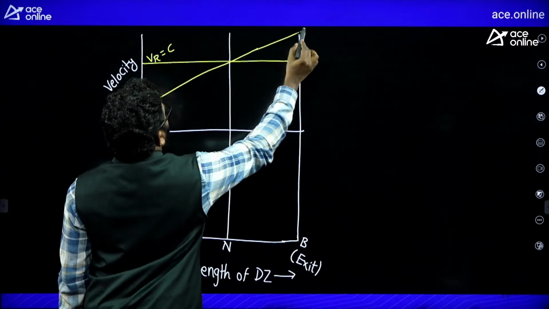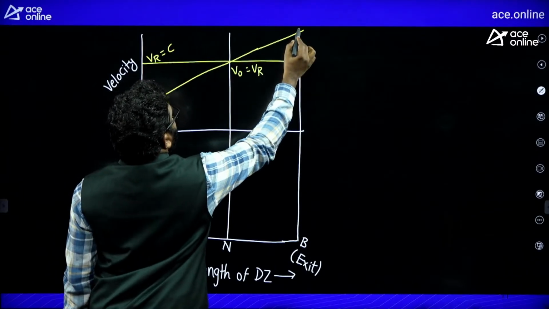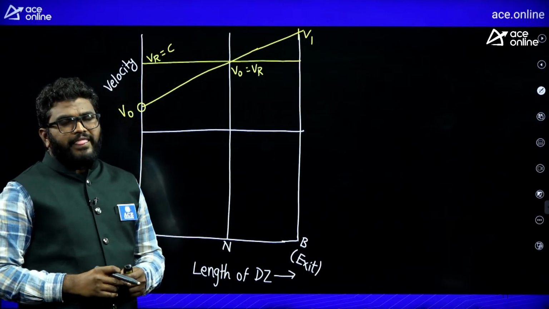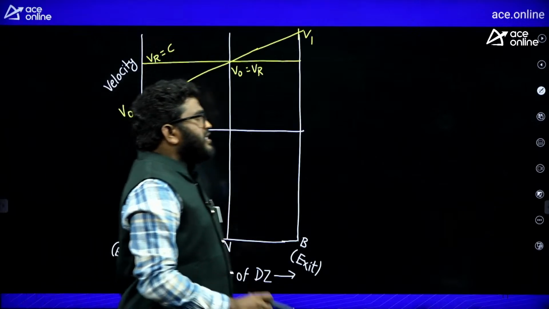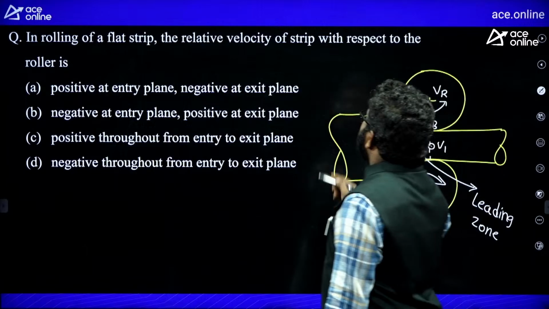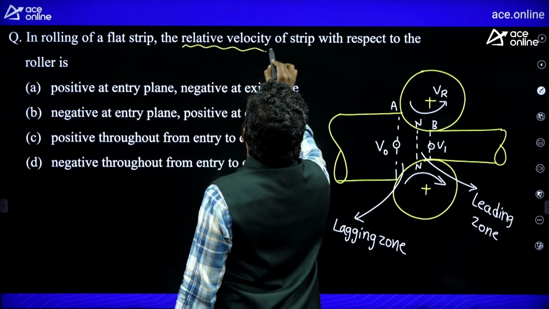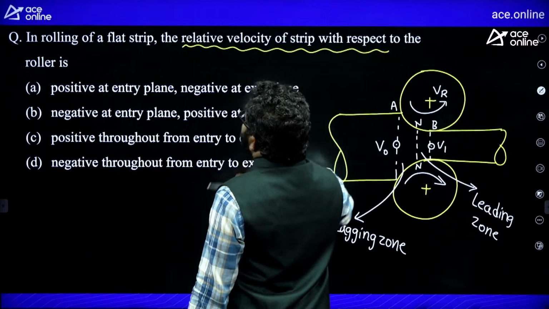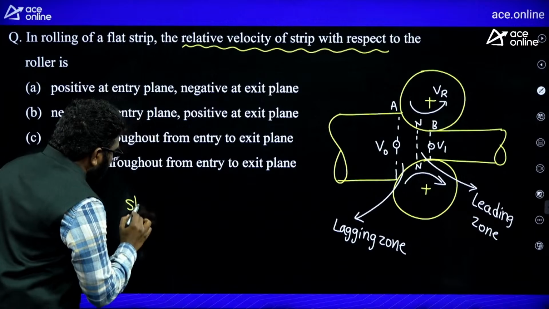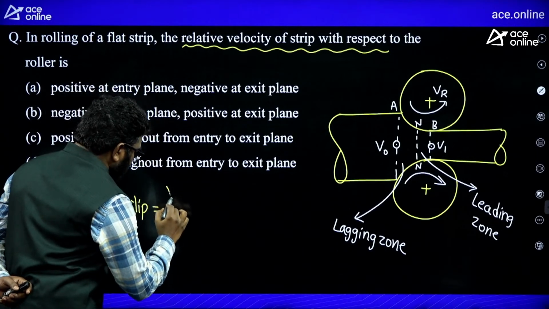At the neutral plane, V0 is equal to VR, and this is the final V1. So this is the velocity profile. Now, what do you mean by slip? Slip is nothing but the relative velocity of the strip with respect to the roller. Remember, slip is nothing but the relative velocity of the strip with respect to the roller.